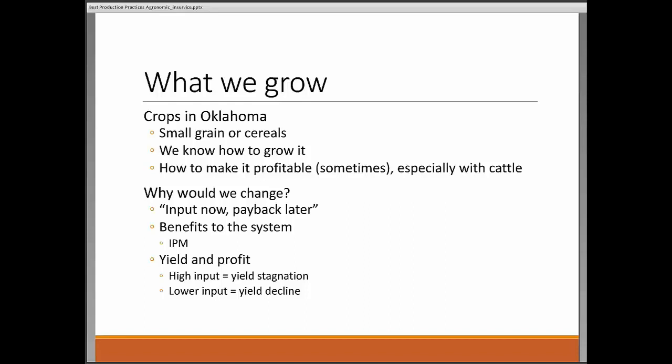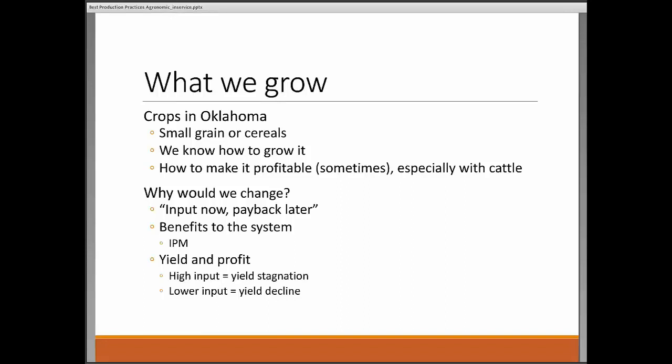And on the opposite side of the coin, if we go into a low input system, we're typically going to see a yield decline. So there's no winning on that. You're putting more money into it to get the same yields you did 10 years ago. To emphasize this point, if we look at historic wheat yields, from the 1800s to the 1950s, without any big technological advance, we maintained about a half ton per acre of wheat grain in the state of Oklahoma.